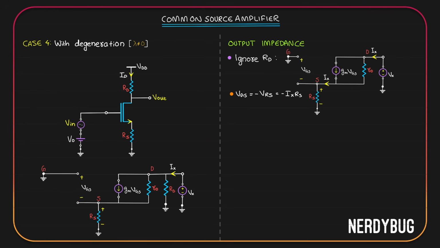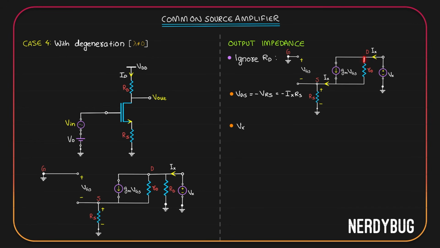Now let us apply Kirchhoff's voltage law in this loop. I'll start from the ground and go anti-clockwise. First I have Vx from negative to positive. Then I have R0 over here. What will be the potential drop across R0? For that we need to know what is the current flowing through R0. Ix is coming into the node out of which GMVGS flows through here. That means Ix minus GMVGS will flow through R0. So potential drop across R0 is Ix minus GMVGS multiplied by R0.